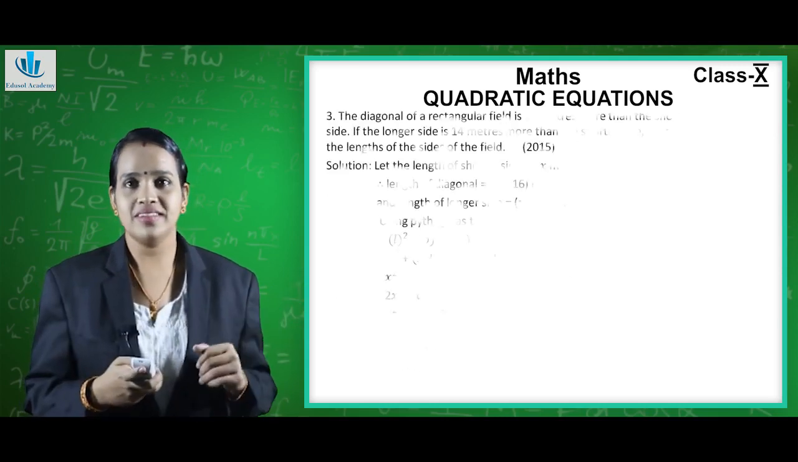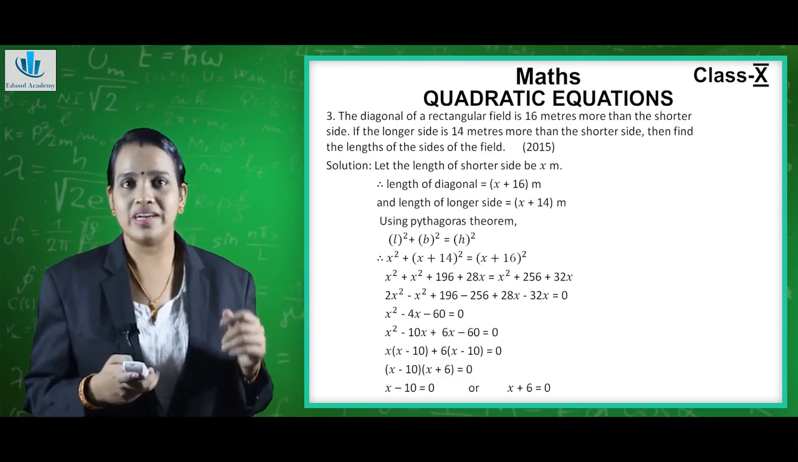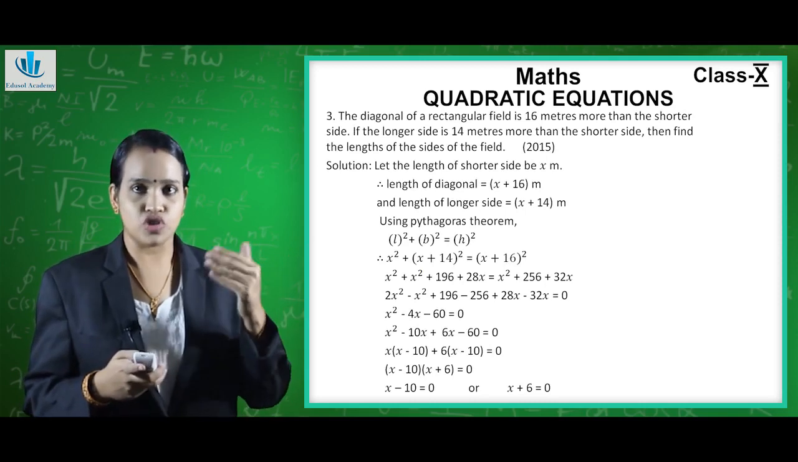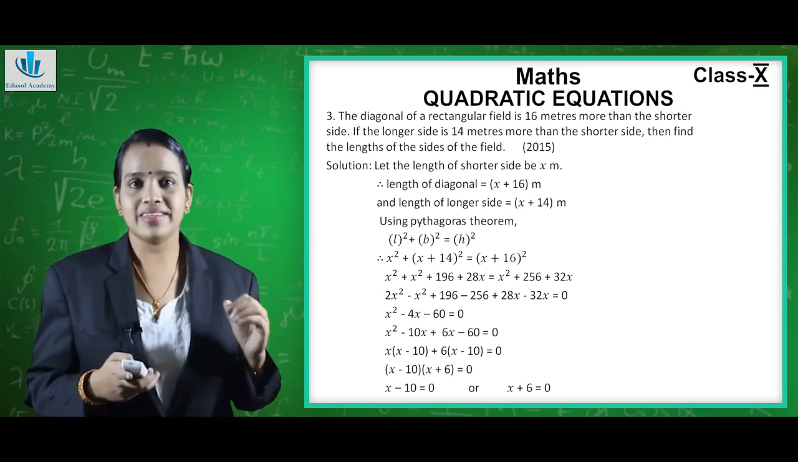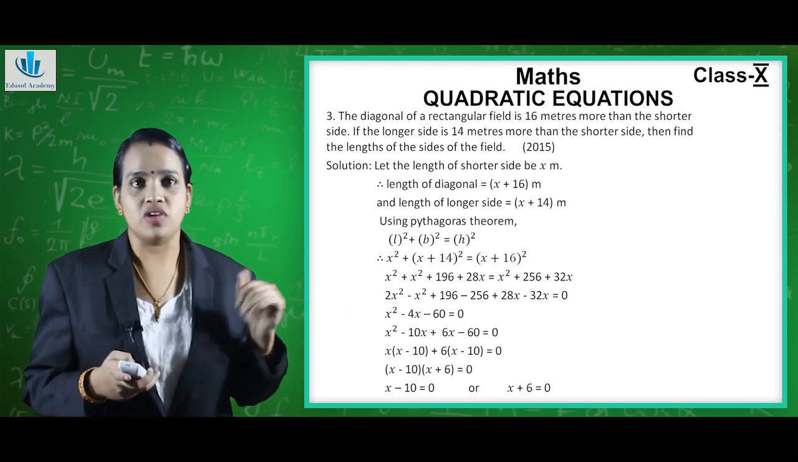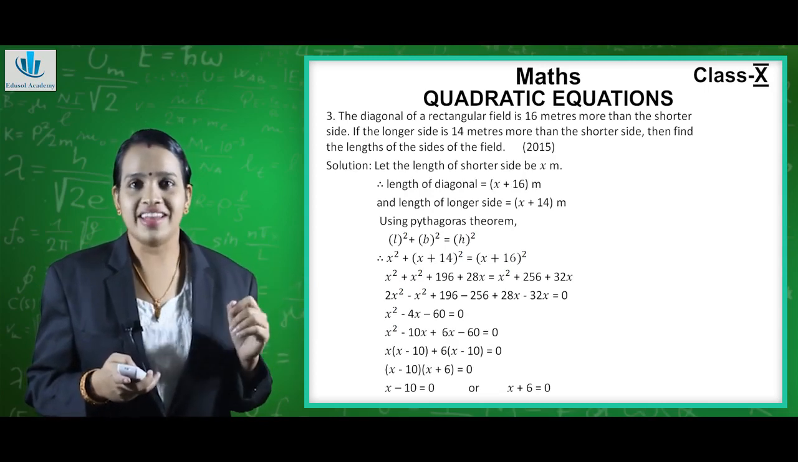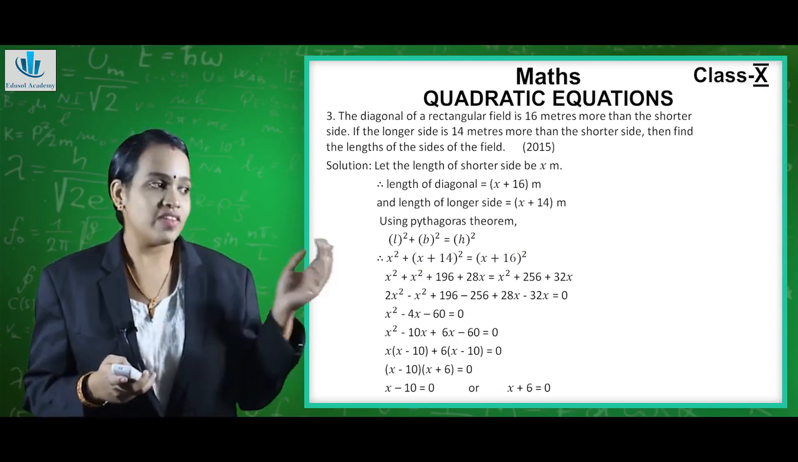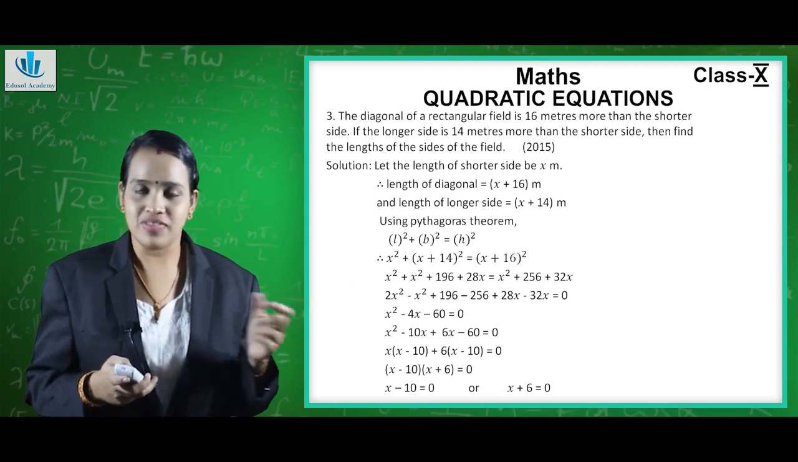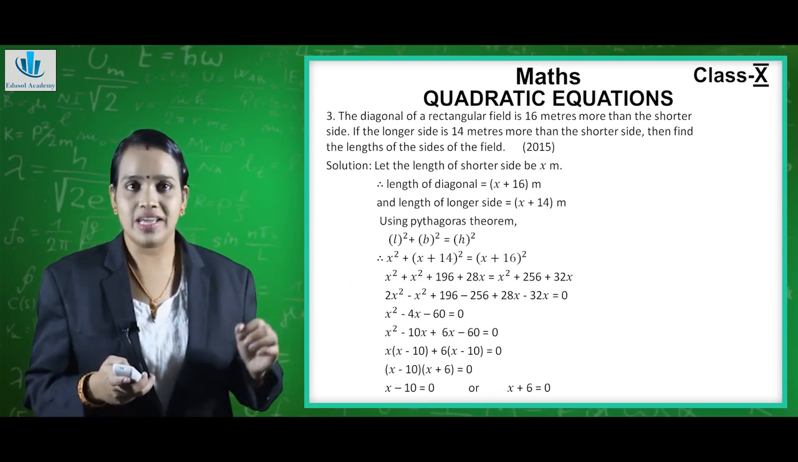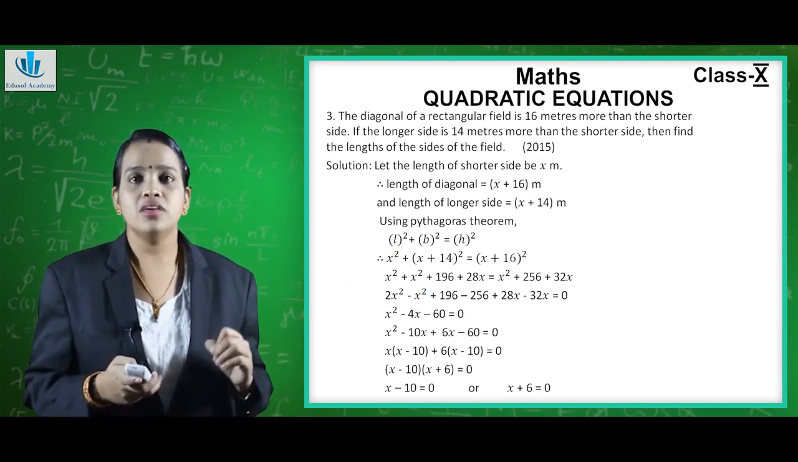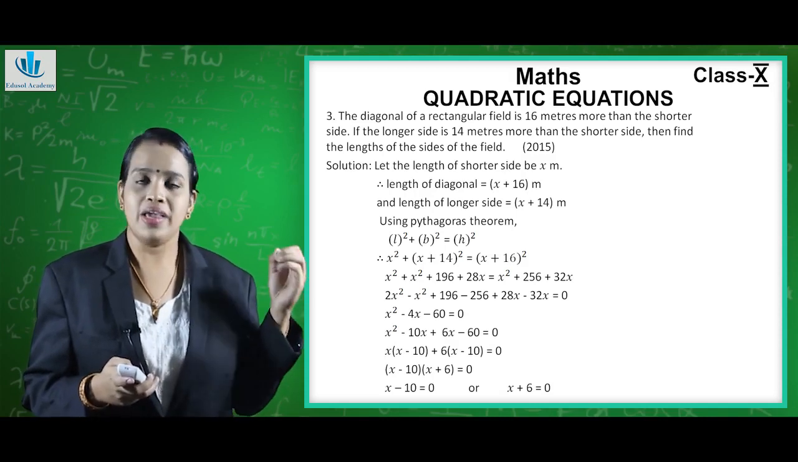The next question. The diagonal of a rectangular field is 16 meters more than the shorter side. If the longer side is 14 meters more than the shorter side, then find the length of the sides of the field. Now this question has appeared in the year 2015. So what we will do, first we will take the shorter side as x. So let the length of the shorter side be x meter.